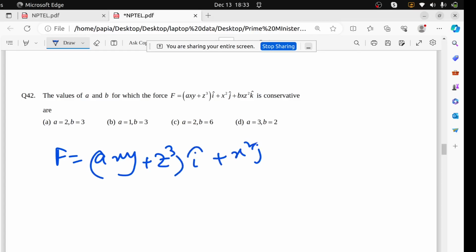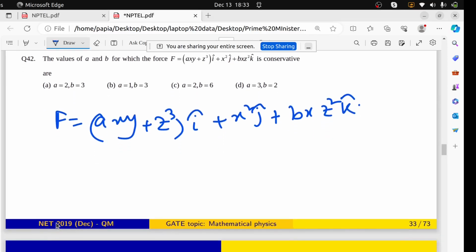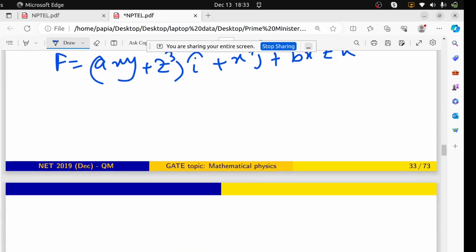I should not put this type of question here because it's a very simple one. Okay, fine. For relaxation. So for conservativeness, what should I do? What is the condition of conservative? Curl of f equals 0.